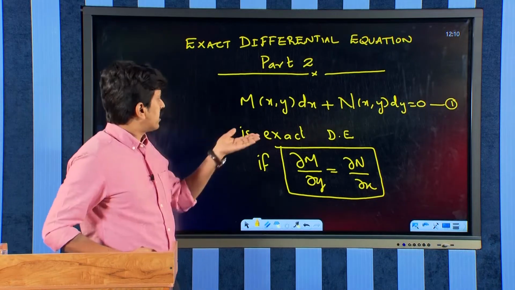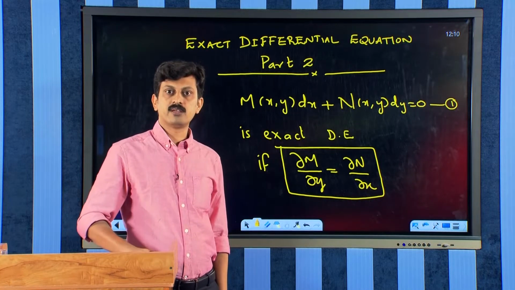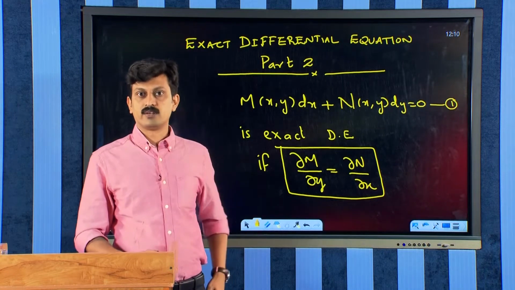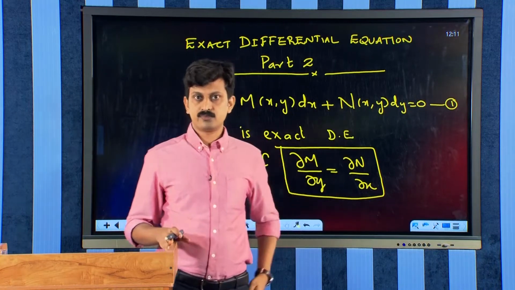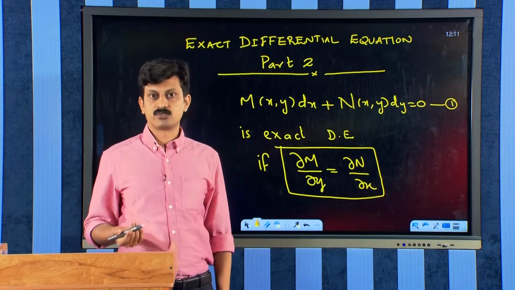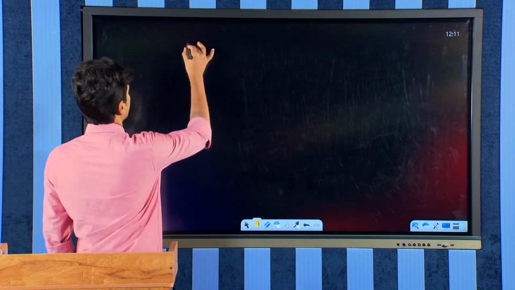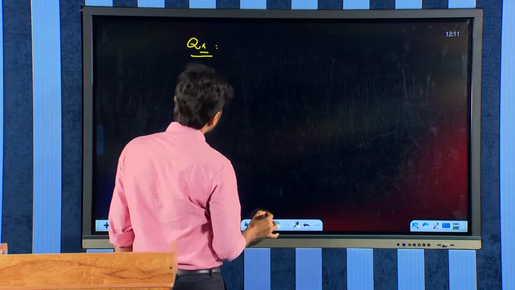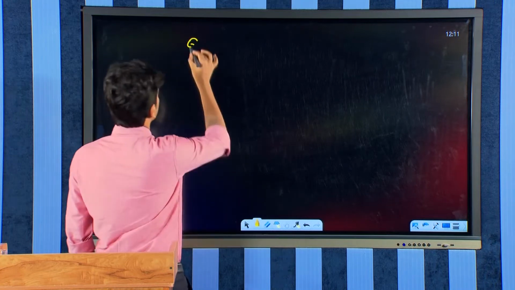We know that M is a function of x and y, and N is also a function of x and y. We are thinking that there is a solution u(x,y) such that M dx plus N dy is equal to du. So we have to find the general solution. We can move to one more question.